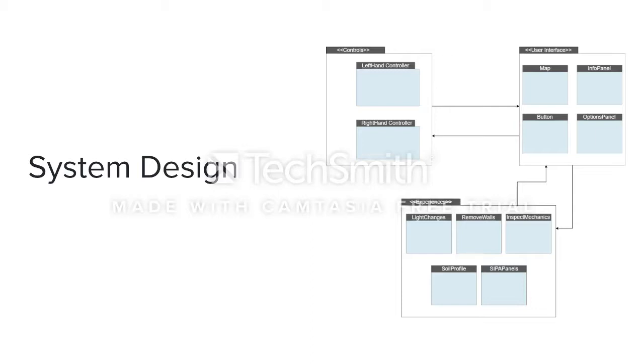Our system design was primarily focused on keeping the controls and experiences independent of each other while having the user interface interact between them. For example, the left-hand controller has the options panel, and the options panel would control different buttons and things with the experiences, such as light changes or removing walls or inspecting mechanics.